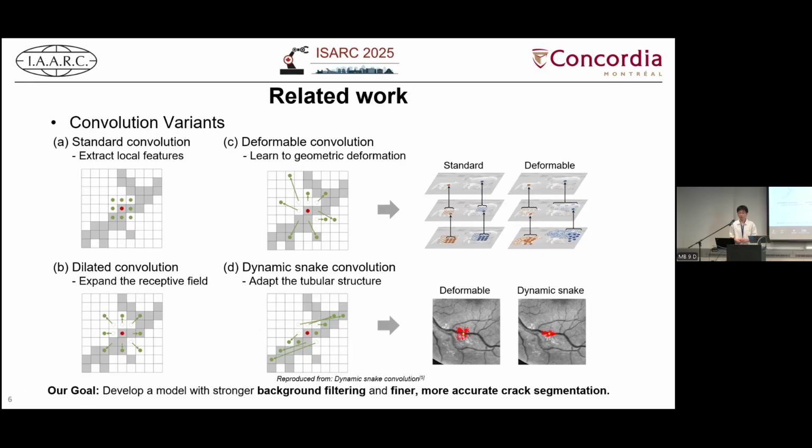With deep learning evolving, convolution has many variants. Dilated convolution expands the receptive field. Deformable convolution learns geometric deformation. And recently, a new one, Dynamic Snake Convolution, DSC for short, adds a constraint to adapt to the tubular or topological structure better, like this. So based on them, our goal is to build a model with stronger background filtering and finer, more accurate crack segmentation.